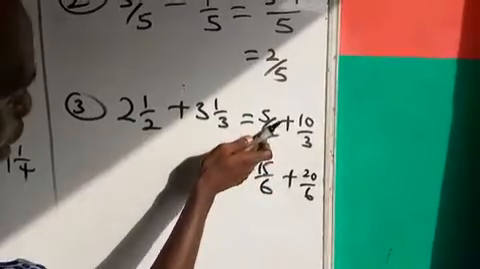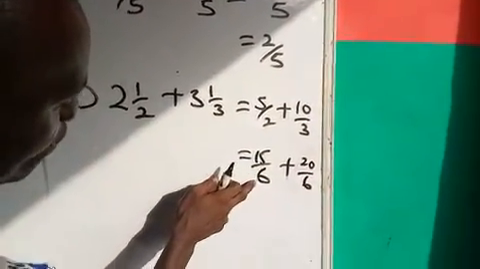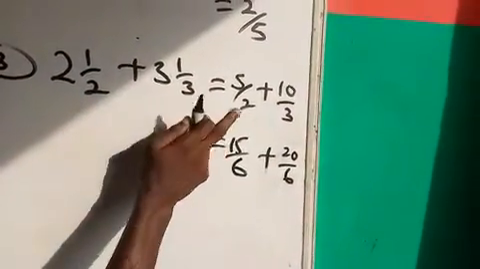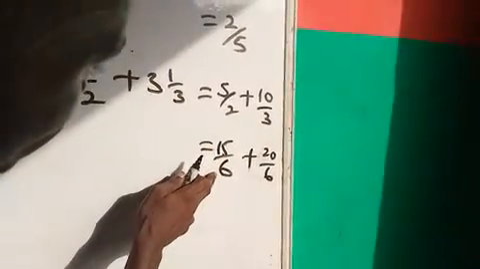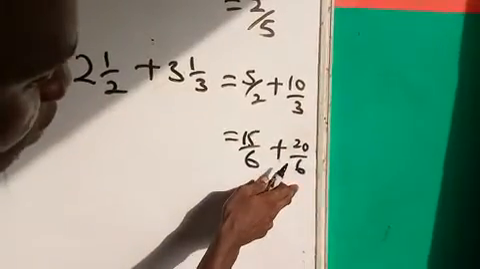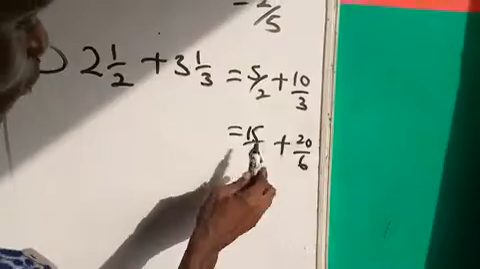Let us reduce it and see if really we are correct. 5 cannot go for both, but 3 can go. 3 into 15 is 5, 3 into 6 is 2. Meaning this one is okay. Let us try this one. I think 2 can go. 2 into 20 is 10, 2 into 6 is 3. Okay.